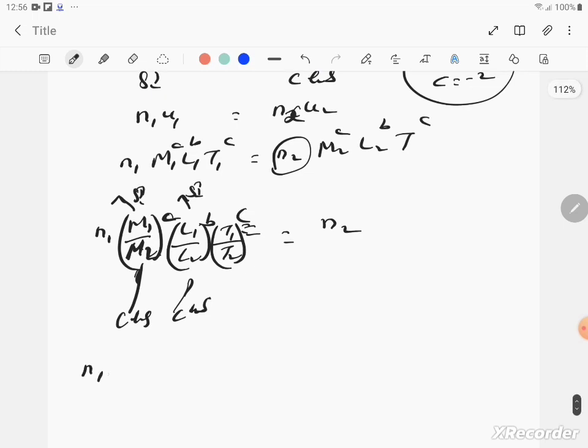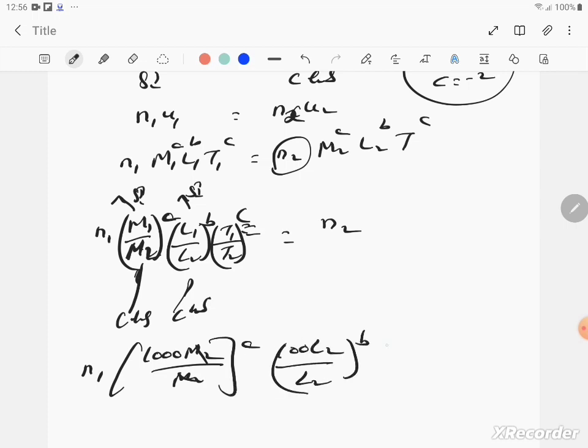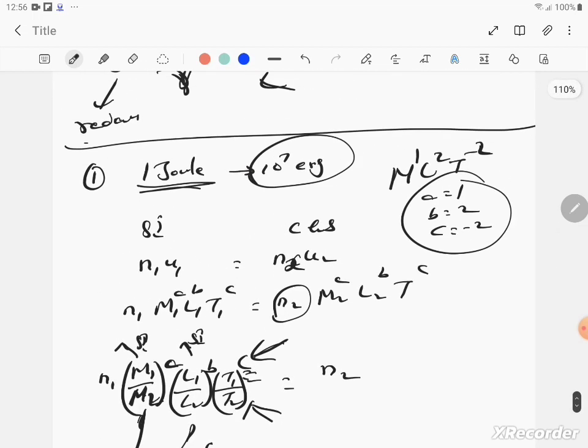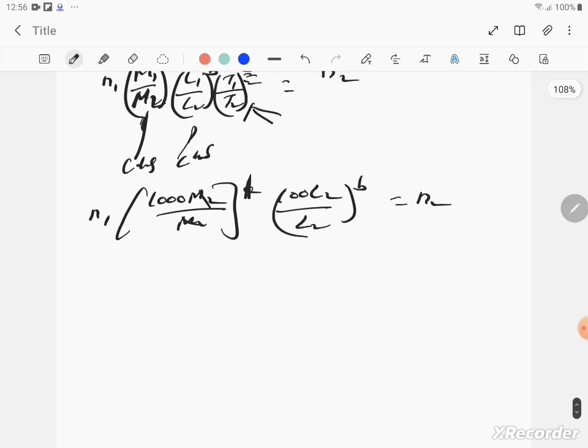So N1 into 1000 M2 by M2 to the power A, 100 L2 by L2 to the power B, and time, whether it's CGS or SI, it's going to be seconds and seconds only. So seconds and seconds will get cancelled. You don't have to bother about it. Is equal to N2. But you know what A and B are: 1 and 2. So replace here 1 and replace here 2. L2 get cancelled.